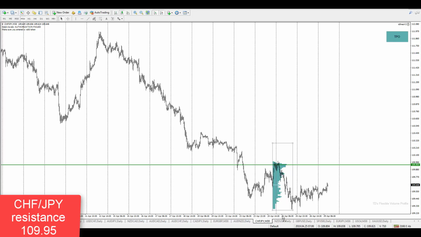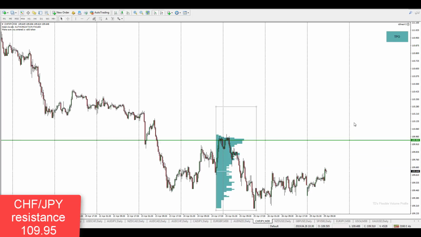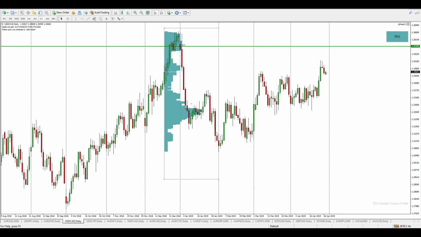Alright, so that's another intraday resistance zone we have there. And let's now have a look at a swing trading idea which I want to share with you. This one is on the US dollar, Canadian dollar. Before you can see a daily chart of the US dollar, Canadian dollar.